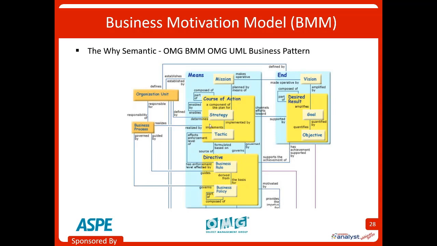Each mission has a course of actions, a strategy, and a tactic. We have business rules coming in that are directives to make sure that the course of actions are aligned and managed by business policy. Business rules are going to govern and guide business processes, and they're involved in organization units. A great amount of knowledge being sent to you on this one, so please use this model. It's great.